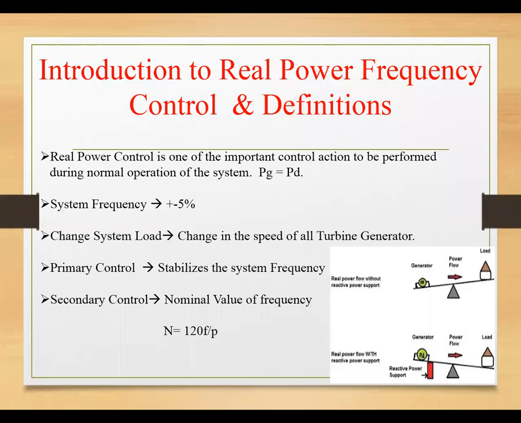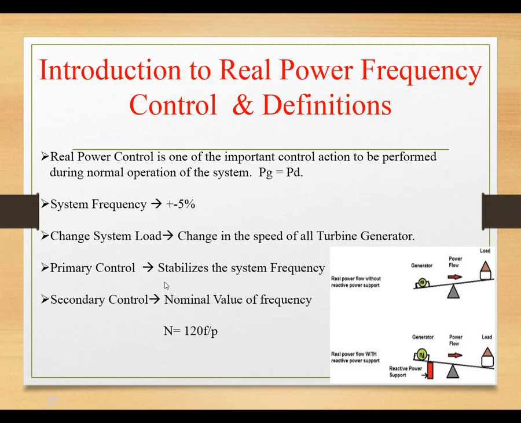Real or active power control is one of the important control actions to be performed during normal operation of the system to match the system generation with the continuously changing load. In order to maintain the system frequency within a tolerable limit of plus or minus 5%, a change in system load causes a change in the speed of the turbine generator system, leading to a change in system frequency. The change in speed of all turbine generators is controlled by two categories: one is primary control and the second one is secondary control.